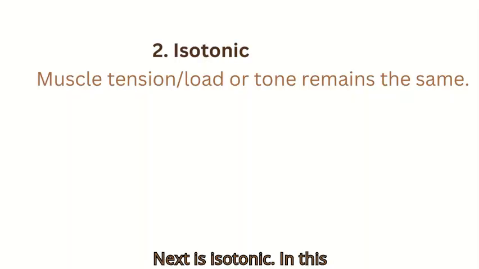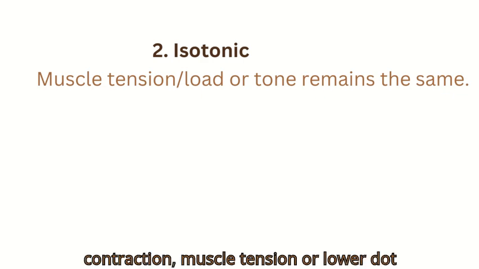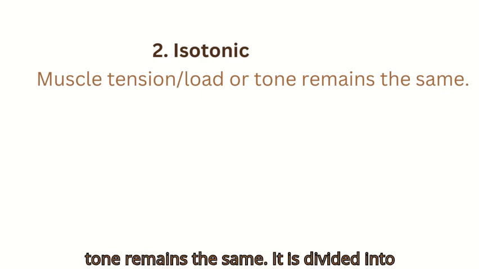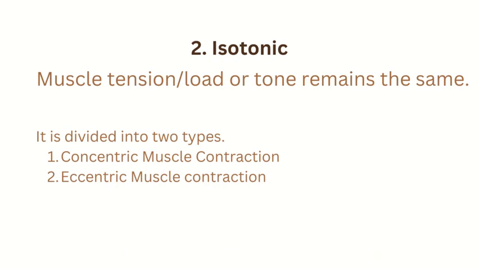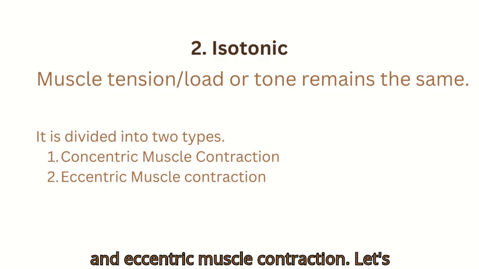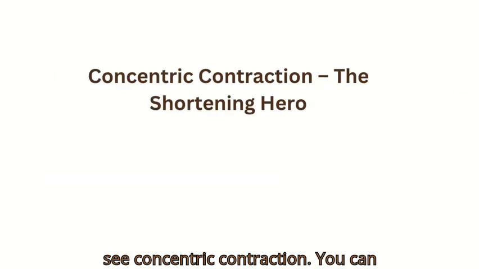Next is isotonic. In this contraction, muscle tension or load or tone remains the same. It is divided into two types: concentric muscle contraction and eccentric muscle contraction. Let's see concentric contraction. You can say it is the shortening hero.